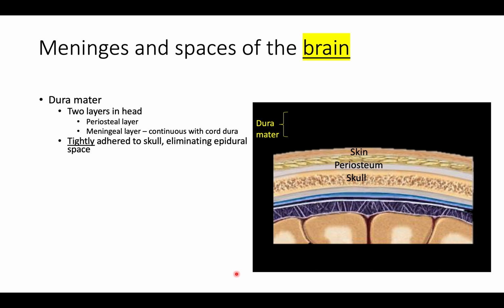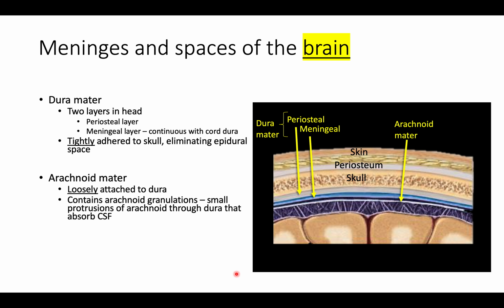So here's our dura mater, just like we had in the spinal cord, but this time it has 2 layers. We've got a periosteal layer and then a meningeal layer. The meningeal layer is continuous with the cord dura, like we talked about earlier. Then our next layer, the arachnoid mater, is loosely attached to the dura, and it contains those arachnoid granulations that we're going to be talking about. They absorb that CSF.